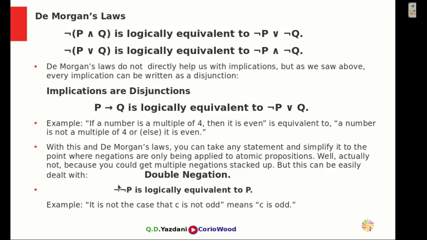So this not comes here, and this other not comes here. It is not the case that C is not odd. It means C is odd. Likewise, it is not the case that the car is not old, with another negation here. It means that it's not the case that the car is not old, so the car is old. That's how we prove that double negation, not not P, is logically equivalent to P.